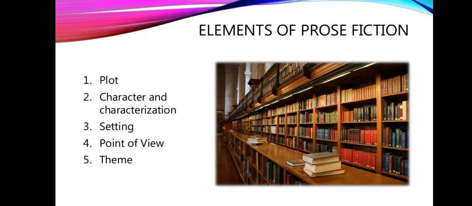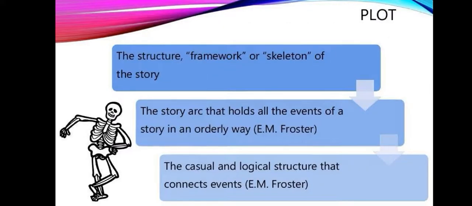Now, elements of prose fiction. The first one is plot, character and characterization, setting, point of view, and theme. So, plot is the structure, framework, or skeleton of the story. The story arc that holds all the events of a story in an orderly way. E.M. Forster: the causal and logical structure that connects events. So, plot is the flow of the story.